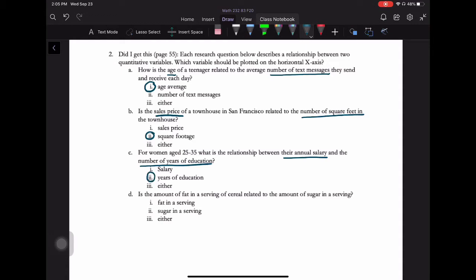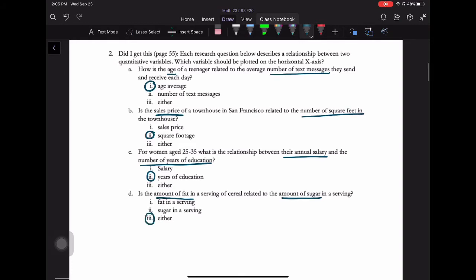Okay. And lastly, is the amount of fat in a serving of cereal related to the amount of sugar? Interesting. So these are both different types of things that we're considering. They're both weighing amount of fat and sugar. Well, sugar and fat aren't necessarily one response and one explanatory, so it could be either in this situation depending on the question that we're asking.